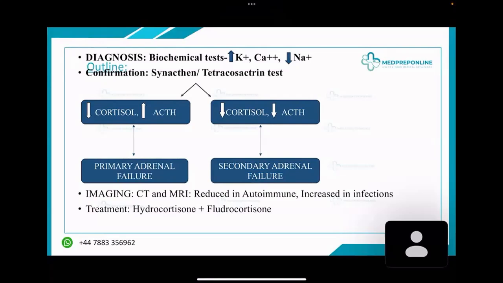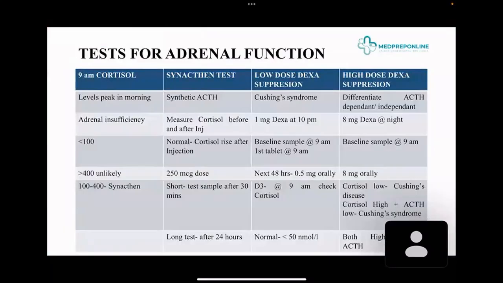Now, imaging, you have CT as well as MRI. The size of the adrenal gland, you know it will be decreased in autoimmune diseases, but the size may be increased in infections. Now, treatment, you have to supplement what is not there. So here you have loss of both mineralocorticoids as well as glucocorticoids. So you have to basically supplement with hydrocortisone and fludrocortisone.